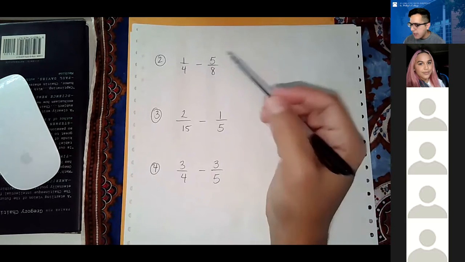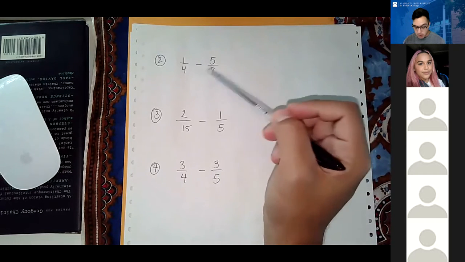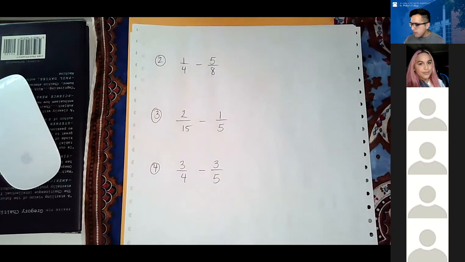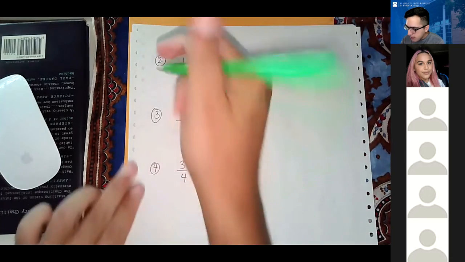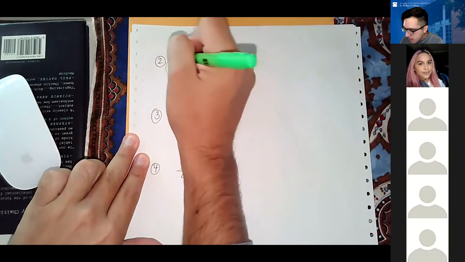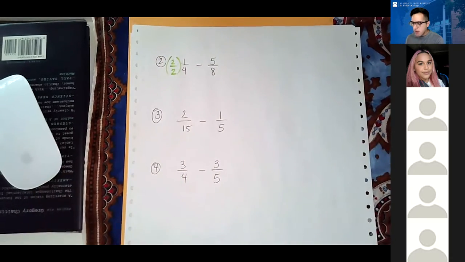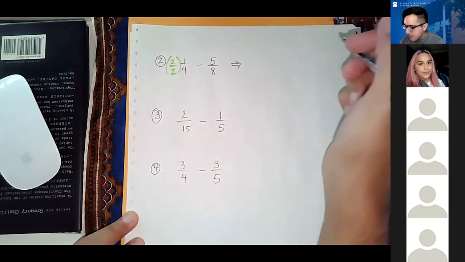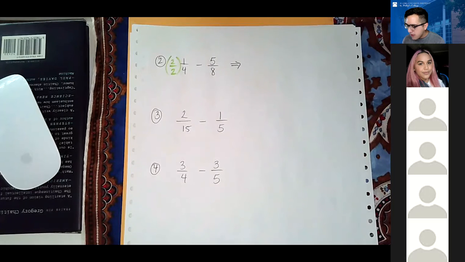Okay, so does anybody have any idea how we would go ahead and process this first problem? We're gonna find the LCM for the denominators. In this case, we're gonna go 4, 8. So right there, that's 2. On the 1/4, we're gonna multiply that 4 by 2, and we're gonna get 8 for the denominator. And then for the numerator, we're gonna multiply 1 times 2, and we're gonna get 2. Absolutely. Then on the second number, the 5/8, that's already at its LCM 8.